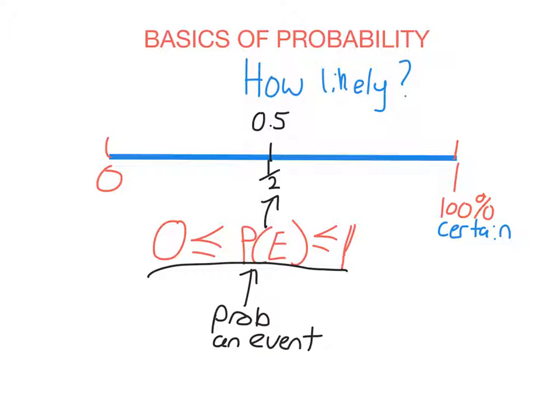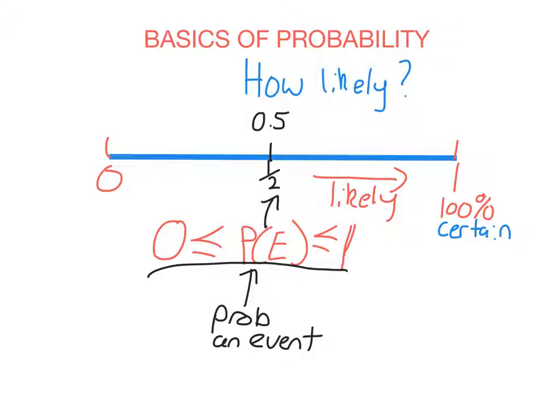For an example of a certain event, I toss a coin and I get either a heads or tails. That's certain. I'm definitely going to get a heads or a tails. So that's going to have probability 1. Events that have a probability close to 1, we say that they're likely, and they're becoming more and more likely as we go along the number line.